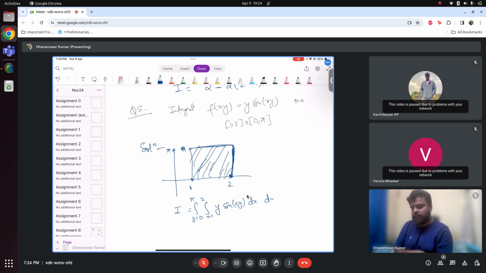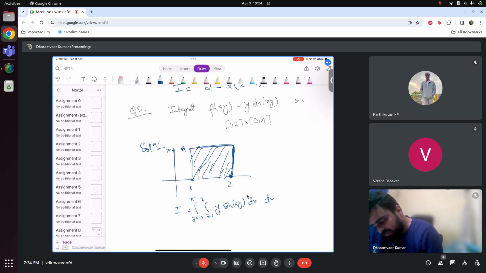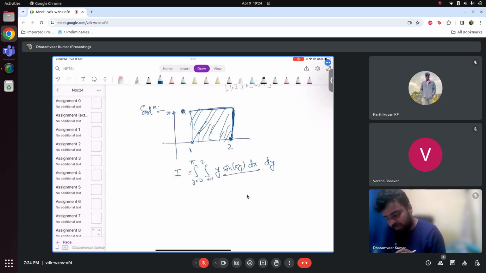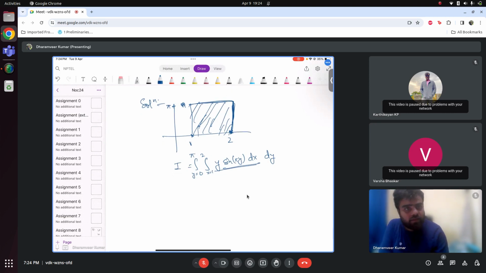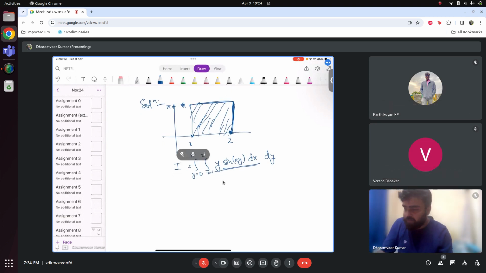Okay. What is with dx? How do you integrate sine xy? Okay. You want to integrate this and y is a constant. What you can do is, right? Hello. Oh, the network was gone now.